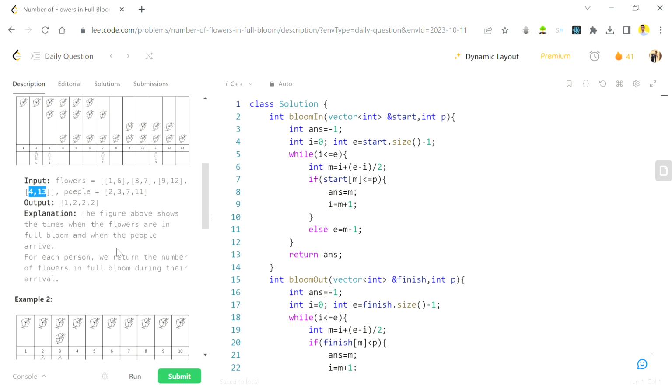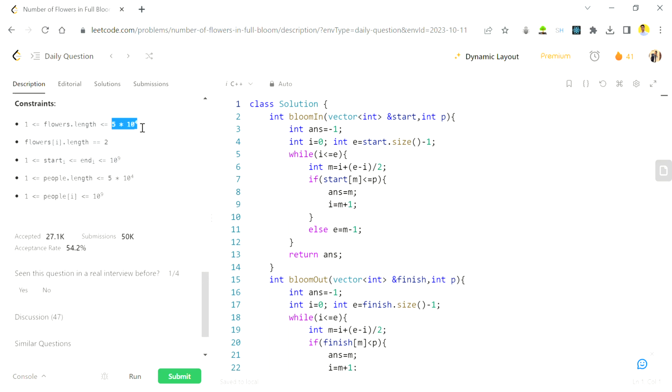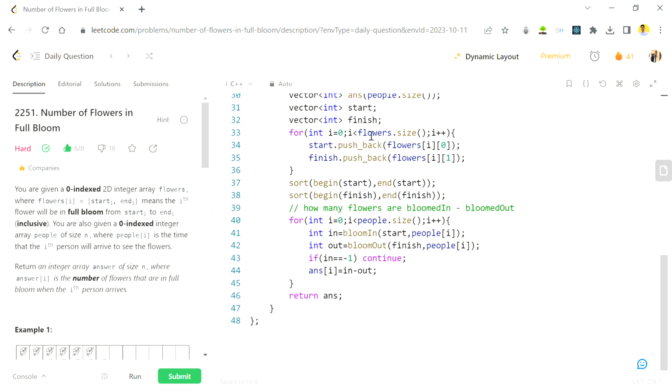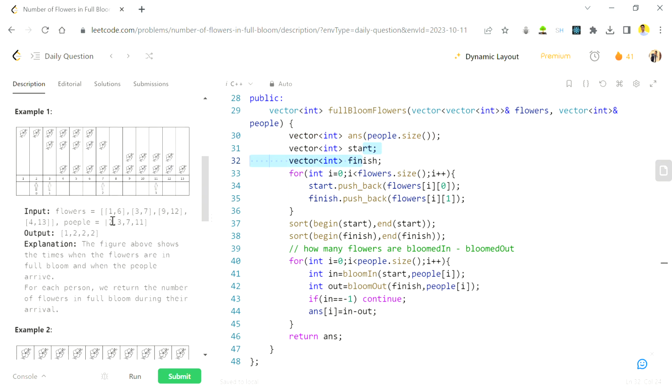So the brute force is of course not going to pass because the constraint limits are quite high, and for that we are going to create the result array. I'm going to have a start and a finish array. So I am segregating the start and the finish times of the blooming of the flowers, and I'm going to have separate arrays for each of them. In order to apply binary search, here I'm going to sort.